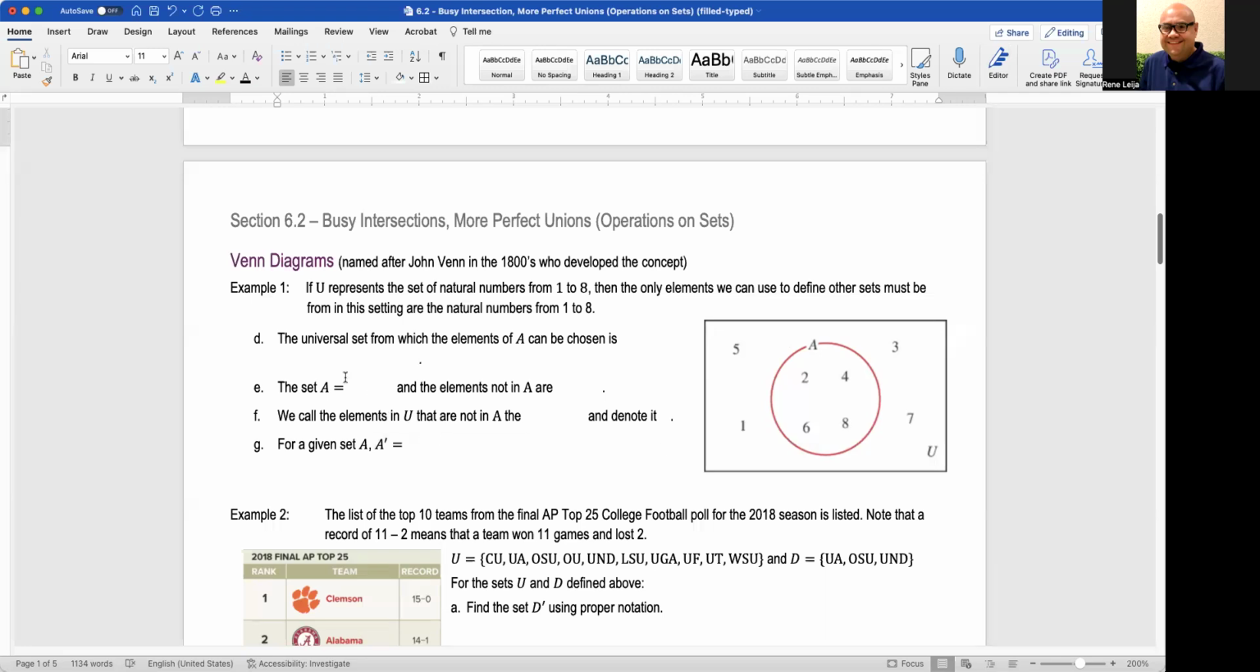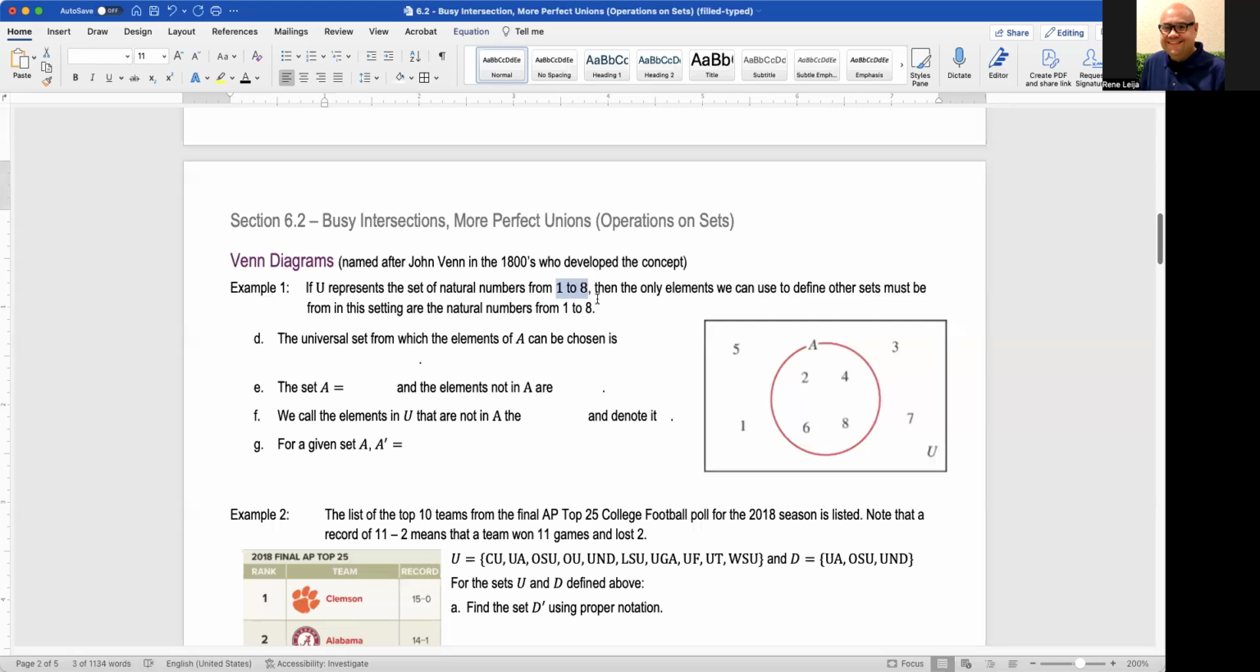Okay, so example one. Venn diagrams are named after a man called John Venn, who came up with the concept in the 1800s. If U represents a set of natural numbers, so those are our counting numbers, 1, 2, 3, 4, 5, 6, 7, 8, then only those elements we can use to define other sets have to be from those natural numbers. So whatever I do, I can only limit myself to these numbers.